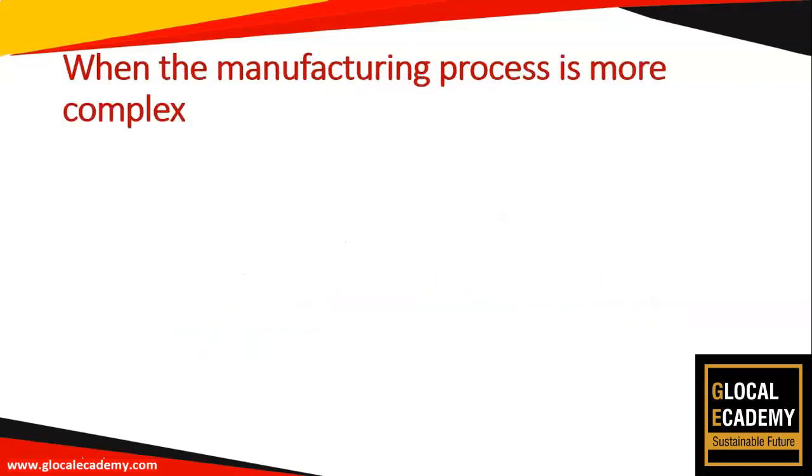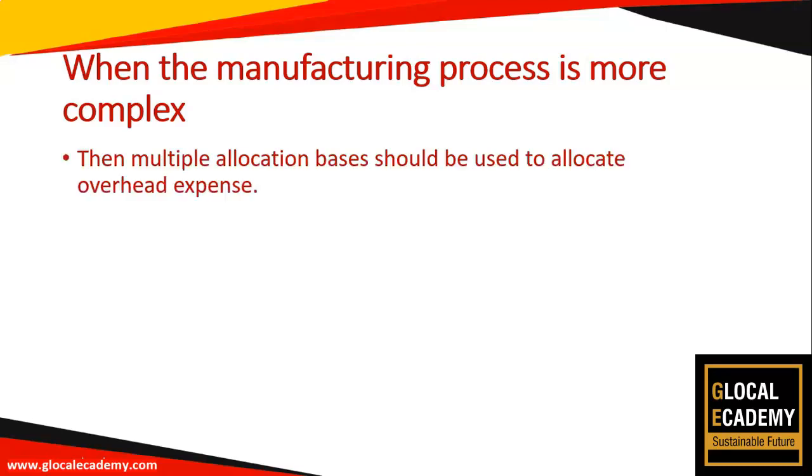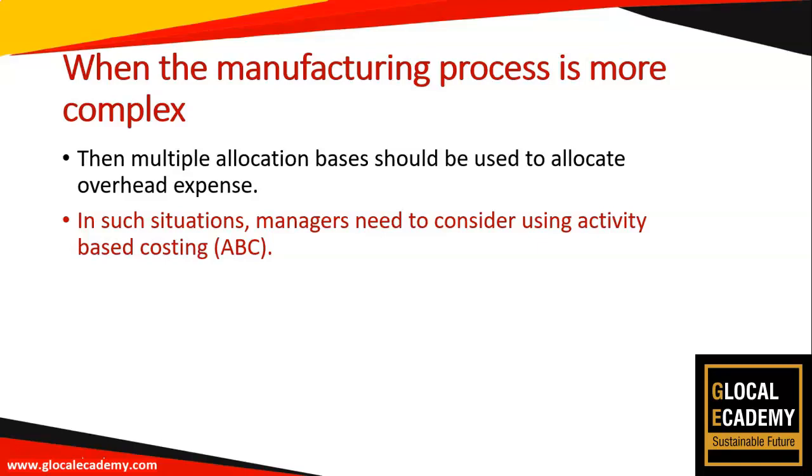So when the manufacturing process is more complex, then we should use multiple allocation bases. It would be very unfair to use a single base to allocate all overheads. We should use multiple bases for different types of overheads. So in such situations, managers need to consider using activity-based costing.